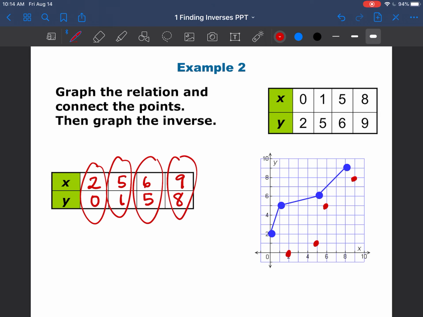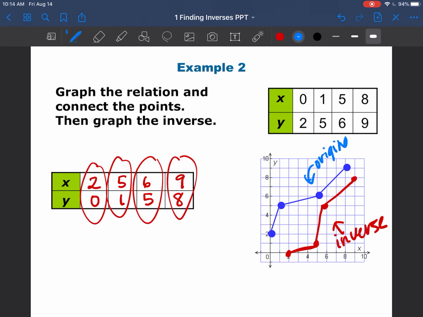from this point. And so I recommend you connect the points as you go instead of waiting till the end like I just did, because sometimes the points will be all over the place. And so you really want to know which points have a line between them. And so this is the inverse graph, whereas the blue is the original.